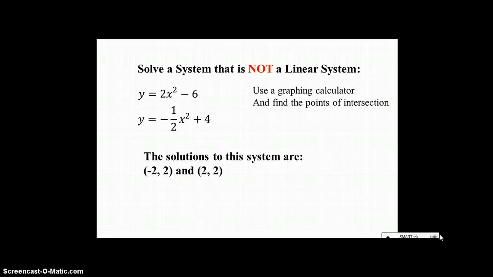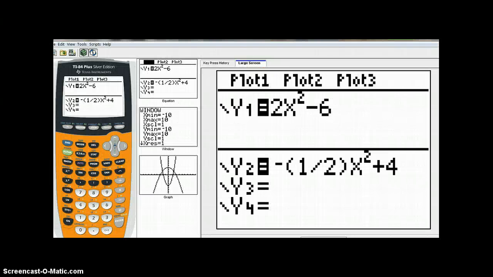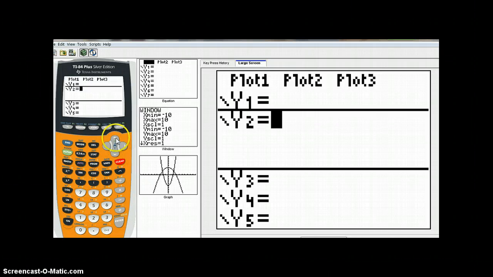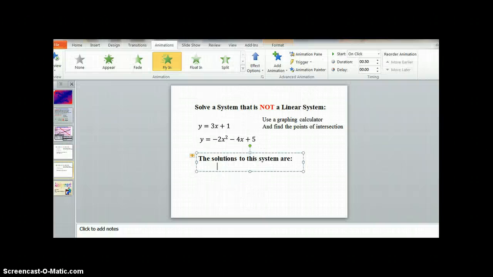All right. Let's try one more. Solve this system. You guys give it a try. I'm going to pause the video, and you should pause it, try it on your calculators, and then you can check and see how you did. Let's go back to our graphing calculators. We clear the two equations we've got there, and we type in our two new equations. The first one is 3x plus 1. The second equation was -2x squared minus 4x plus 5.